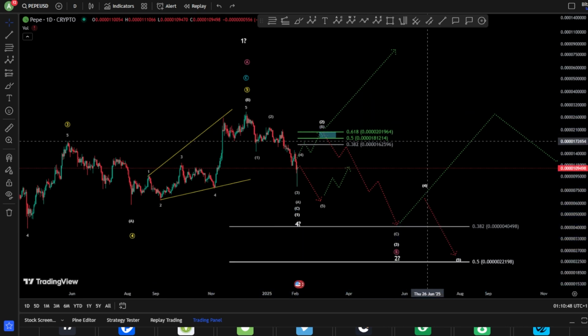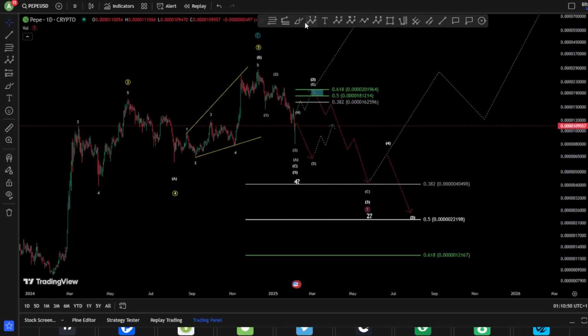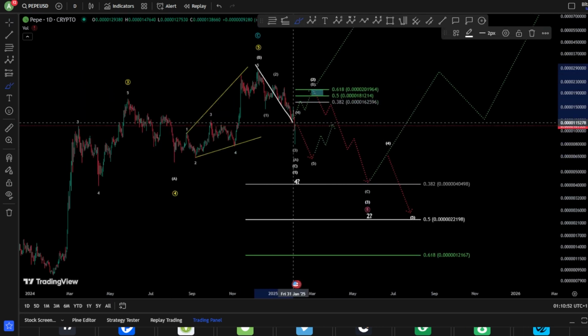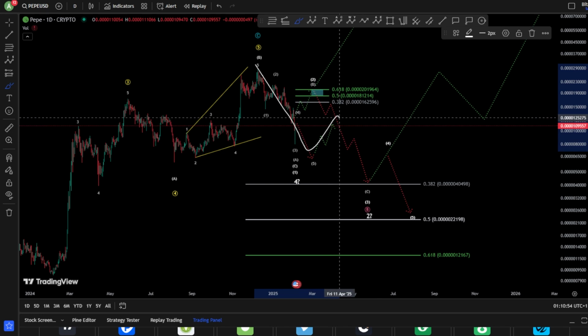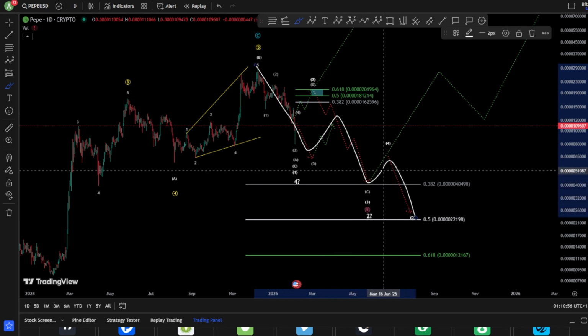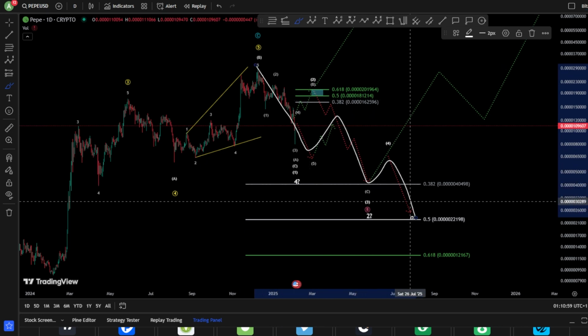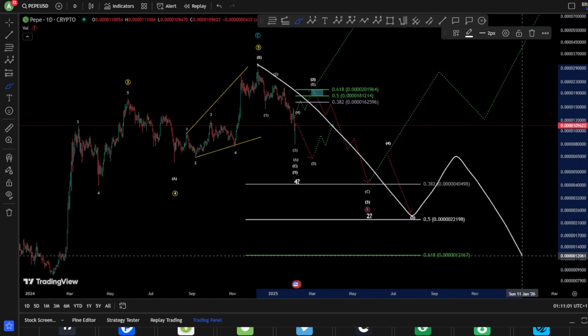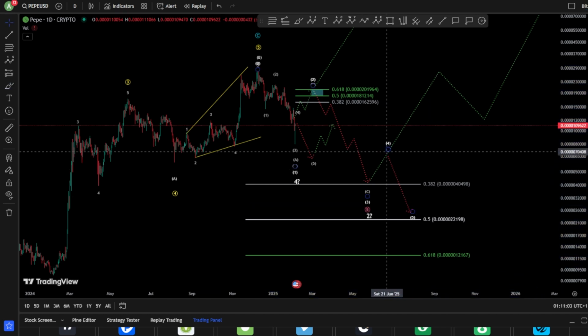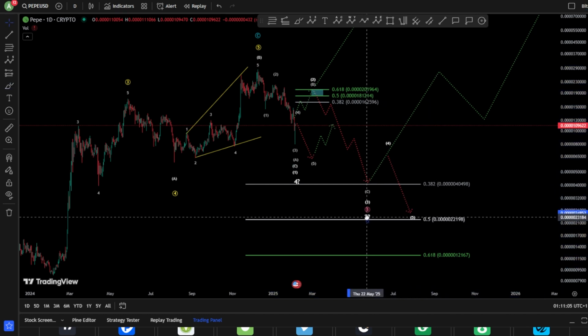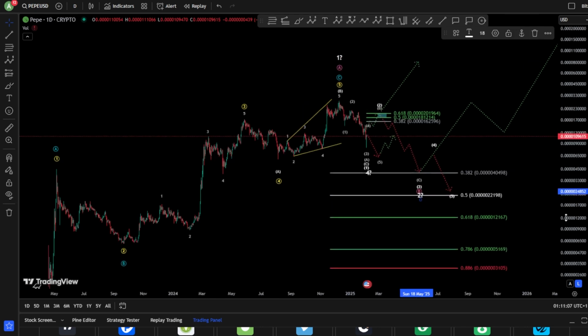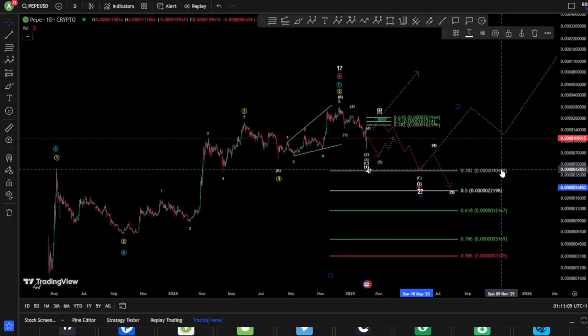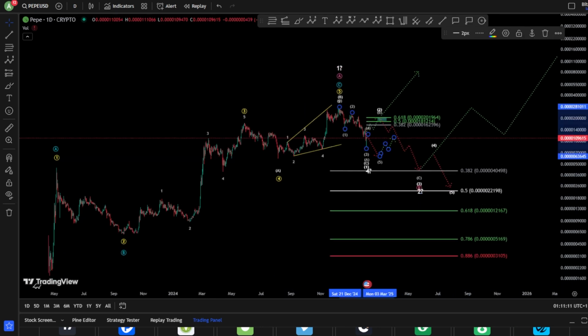Now, the ultimate bearish scenario might transform to 1, 2, 3, 4, and a 5, which is 5 waves down, meaning you are looking for something much more bearish, but with very, very low possibility. So these are the insights and the paths for Pepe that we might look for.